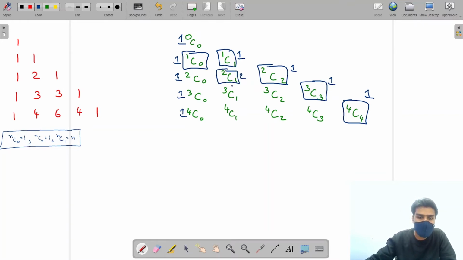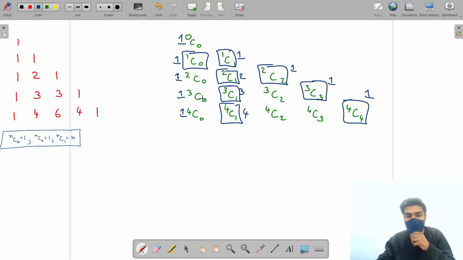2C1 is 2. 3C1 is 3. 4C1 is 4. Alright, so do we have this? So 1, 1, 1, 1, 2, 1. So we have 1, 2, 1. Here we have 1, 3, 3, 1. So we have 1, 3, and we have to find this out, and 1. So we have 1, 4, 6, 4, 1. So we have 1, 4 and 1 at the last. We have to find these 3 elements now.